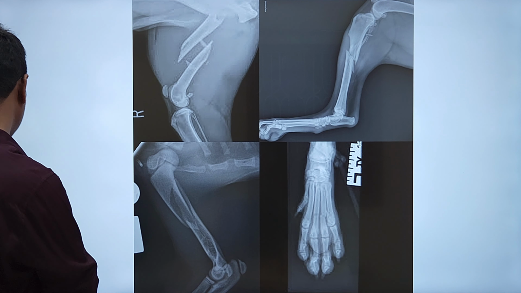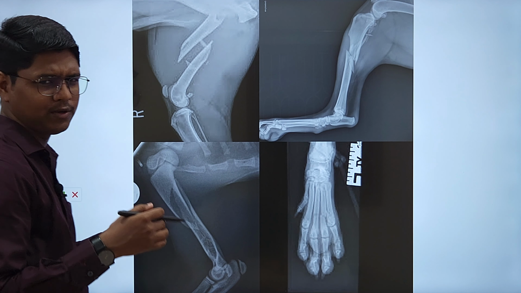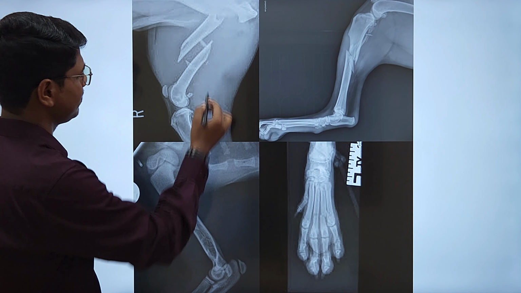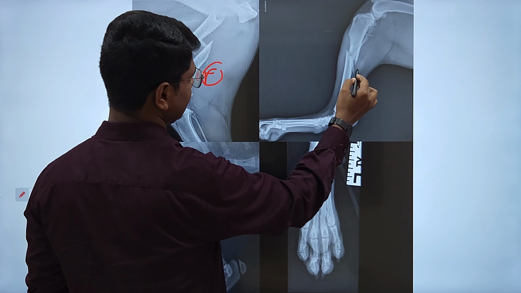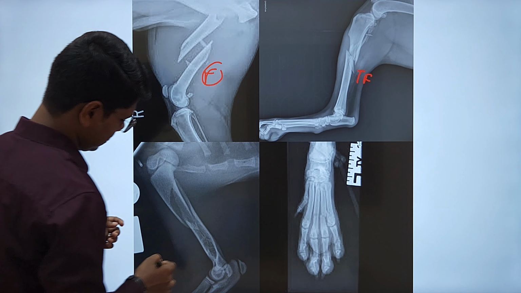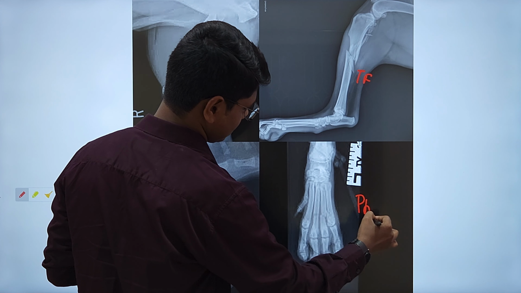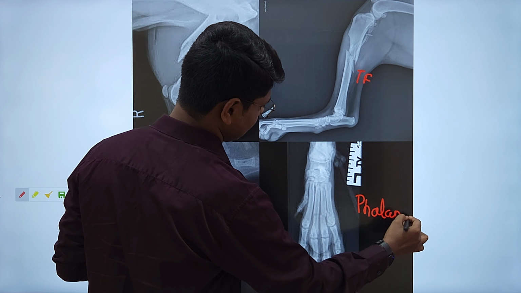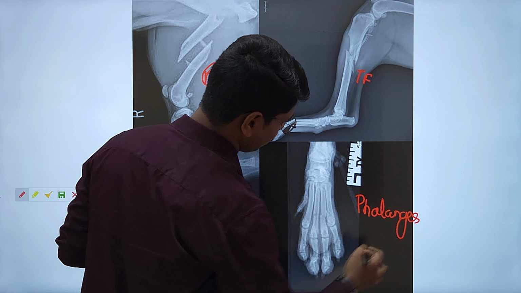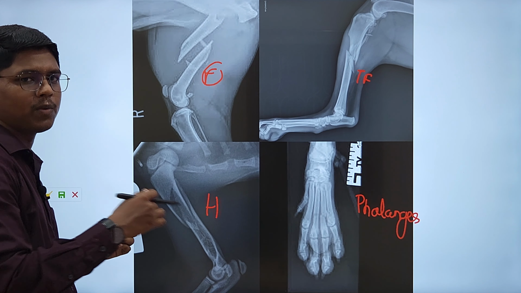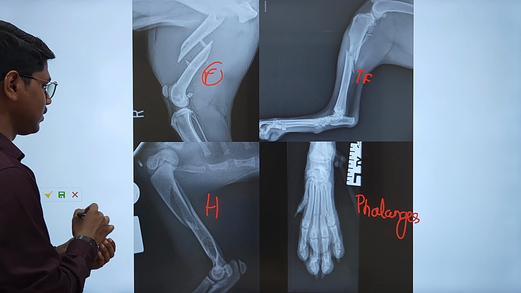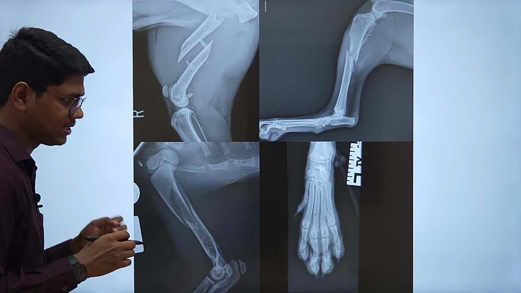Next is the bone. Which bone is involved, and also the side, whether the left side or the right side. This is the femur bone. This is the tibia and fibula, and this is the humerus. These are phalanges. Like this you have to write which bones are involved. On that basis also you have to classify the fracture.